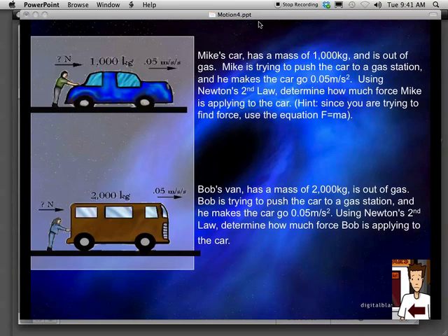Again, when we solve these problems, we always follow the same set of steps. What is my first step? Write the formula. F equals ma in this case. Write down the formula. Substitute in our numbers. What numbers do we have? 1,000. What is 1,000 what? That is what? 0.05 meters per second squared is the acceleration.